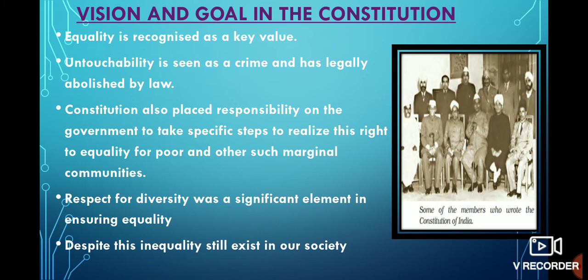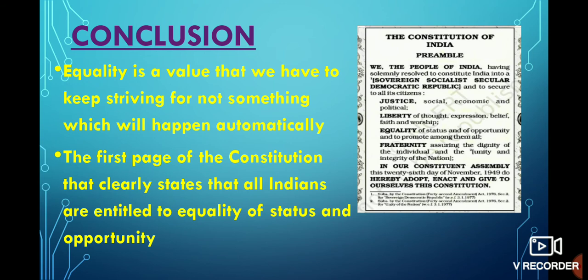Respect for diversity was a significant element in ensuring equality. Despite this, inequality still exists in our society. So many steps were taken, but even after these steps, inequality still exists in our society. Why do you think so? What is the conclusion? Equality is a value that we have to keep striving for, something which will not happen automatically. We have to change ourselves, we have to change society, so that there will be equality everywhere.